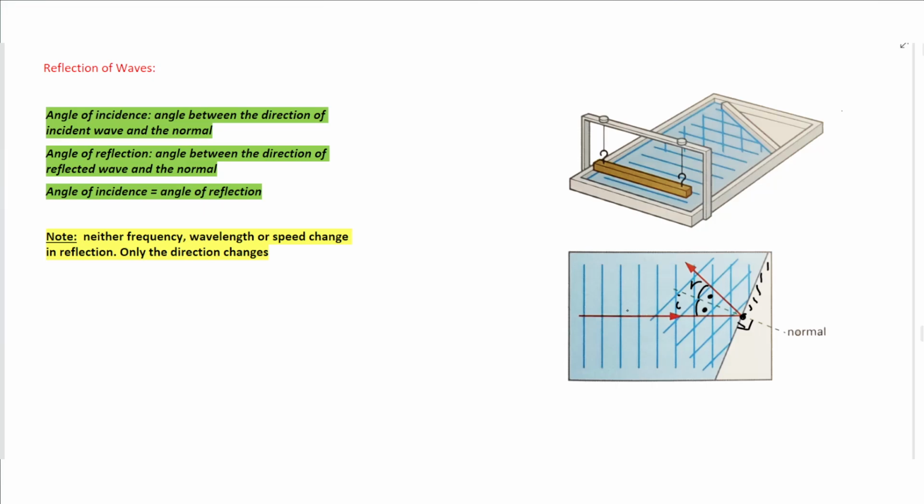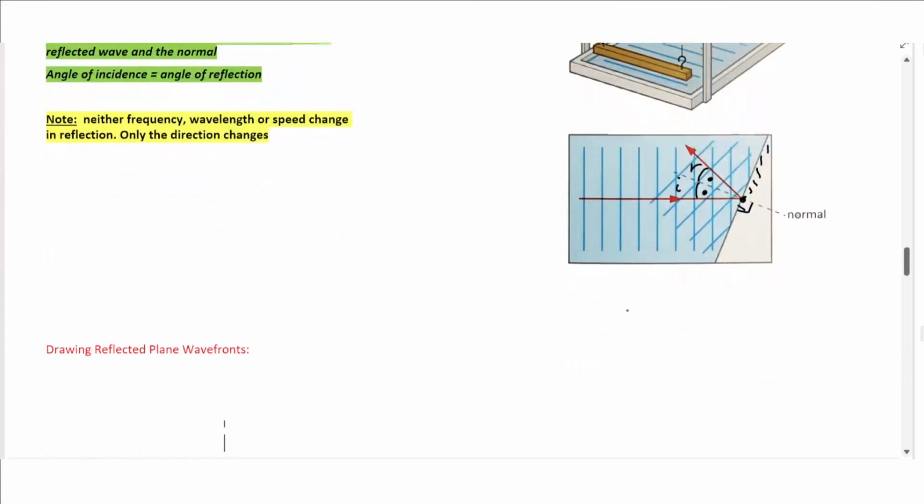Now for reflection, you are rebounding in the same medium, so you do not change speed, and the frequency of the waves hitting the surface is the same as the frequency of the waves that are reflected from the surface. So the wavelength does not change since the speed does not change and the frequency does not change. The only thing that changes in reflection is the direction of the wave travel.